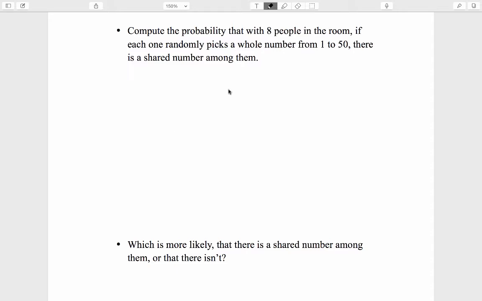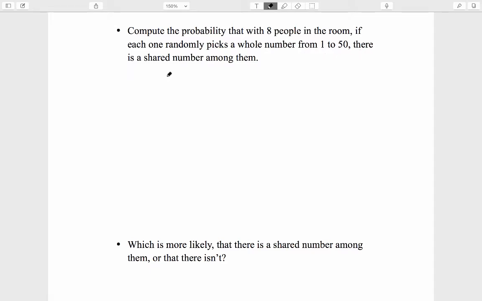Before we compute, let's notice two things about this problem. One is the direct analogy to the birthday problem. Mathematically, this is just like the birthday problem, except that each person has only 50 possible whole numbers to pick, as opposed to 365 different possible birthdays.